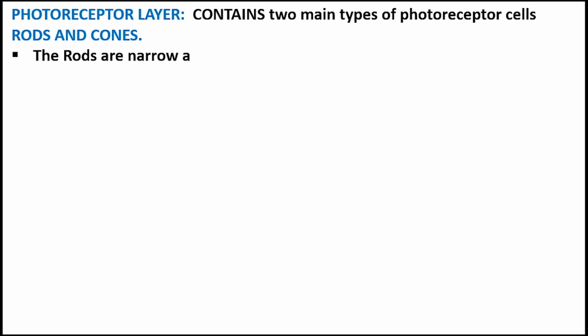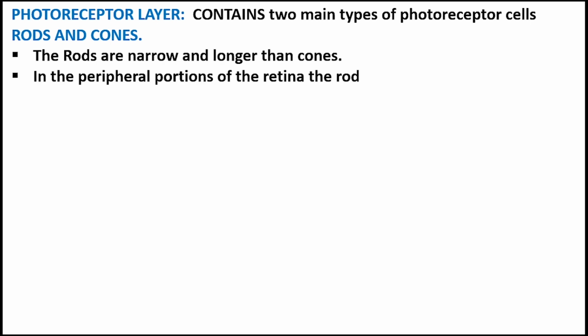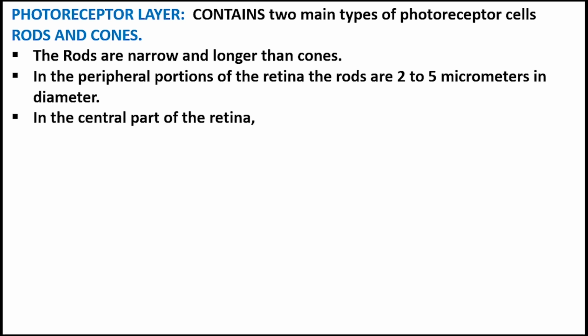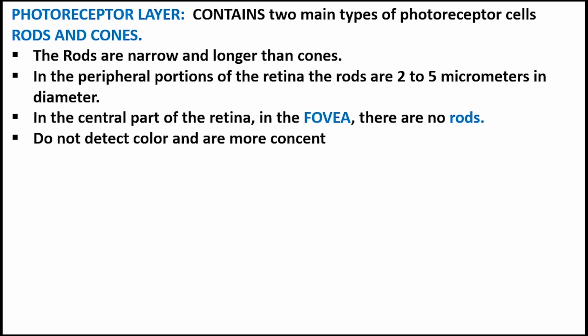The rods are narrow and longer than cones. In the peripheral portions of the retina, the rods are 2 to 5 micrometers in diameter. In the central part of the retina, in the fovea, there are no rods. Rods do not detect color and are more concentrated in the peripheral retina.